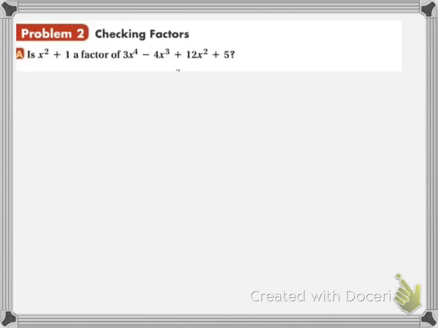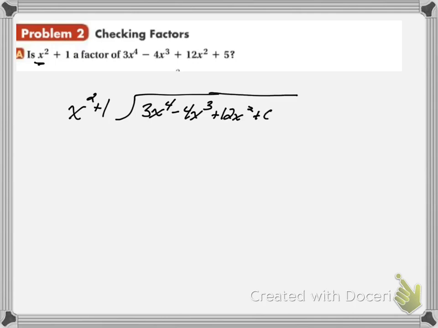Checking factors, and here's where long division really comes in handy, because you have to be able to do it when there's an x squared term. So I'm going to write that here: x squared plus 1 into 3x to the 4th minus 4x cubed plus 12x squared. Notice I'm missing an x. I'm actually going to write the 0x in there because I want to represent that as we divide through this. And if we're seeing it as a factor, it should be divided into it.